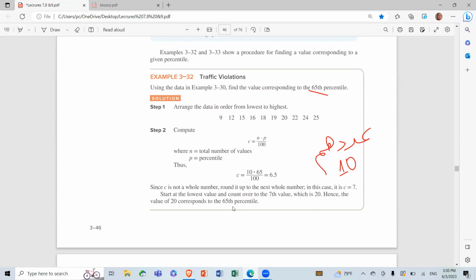Start at the lowest value and count over to the 7th, which is 20. Hence, the value 20 corresponds to the 65th percentile. Okay, 1 2 3 4 5 6 7. We count 7 because c came out as 7. So we get 20 as the 65th percentile.